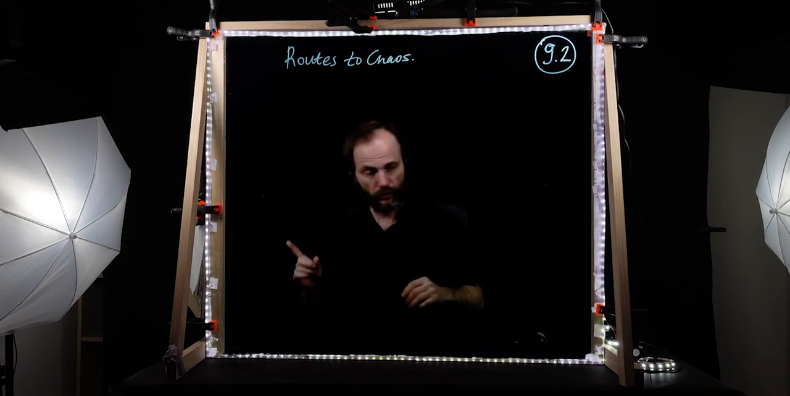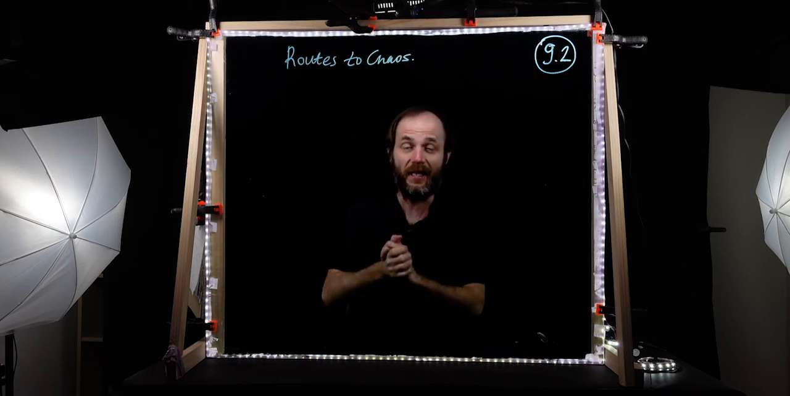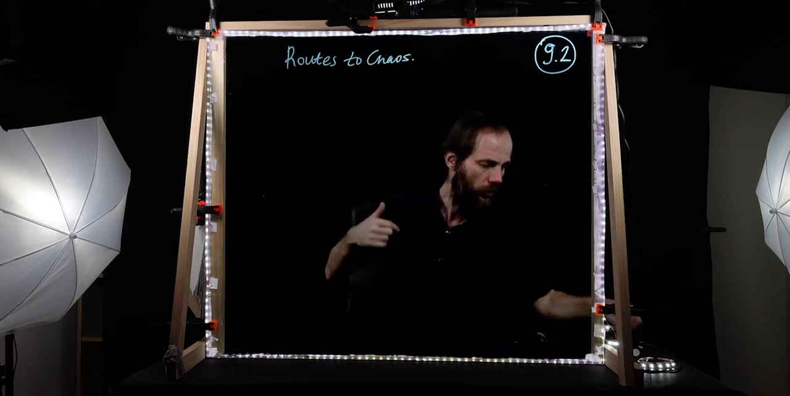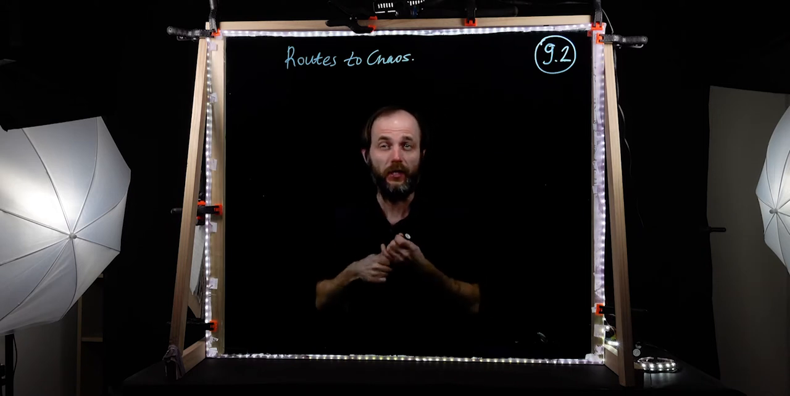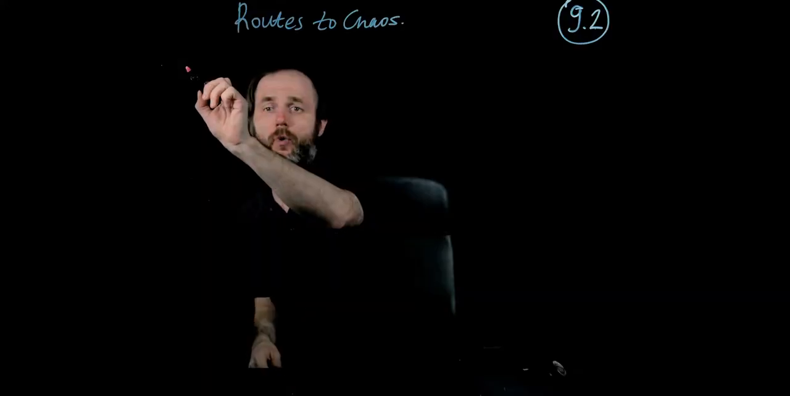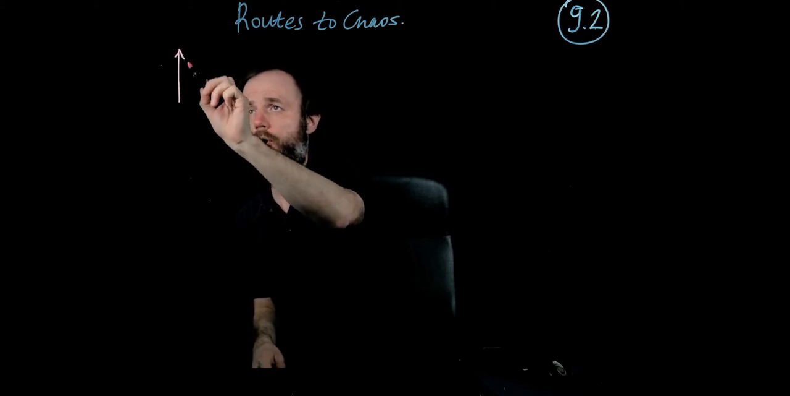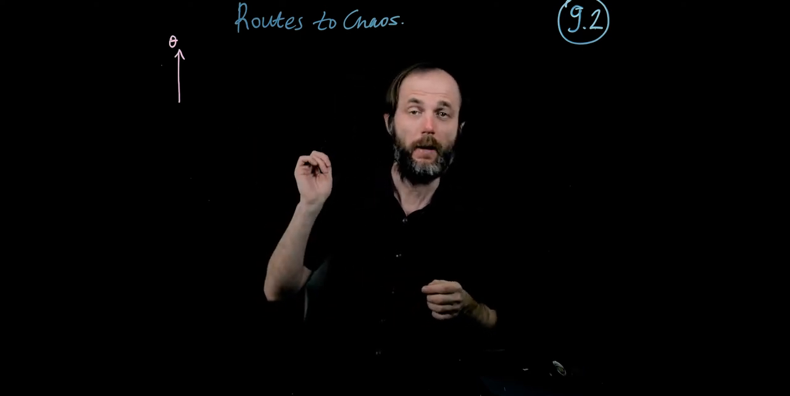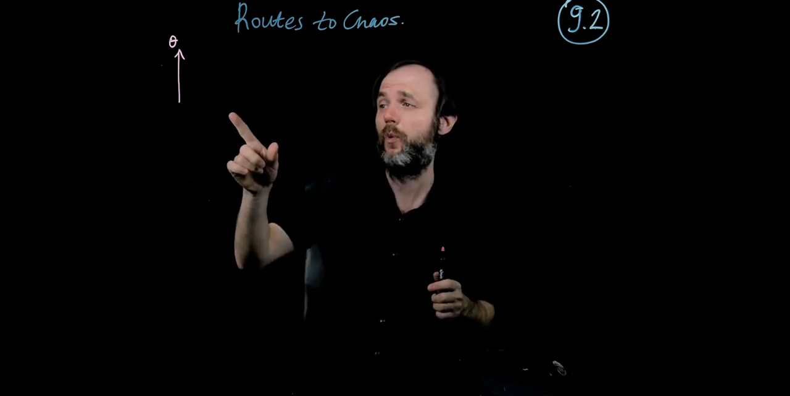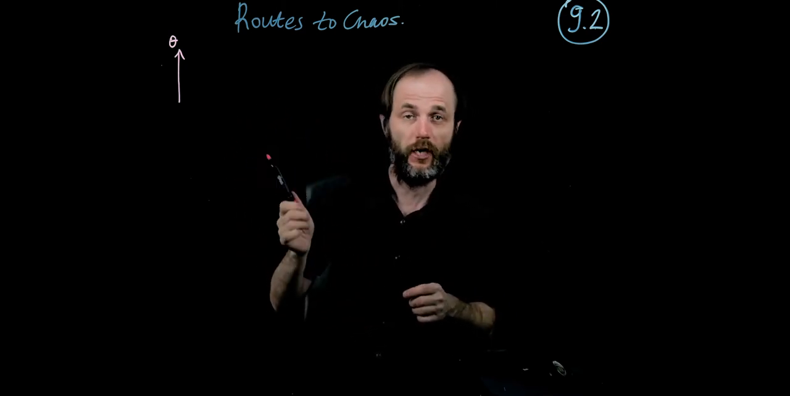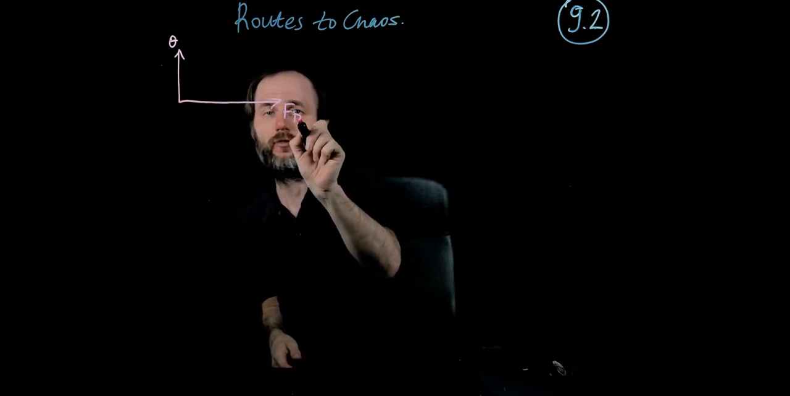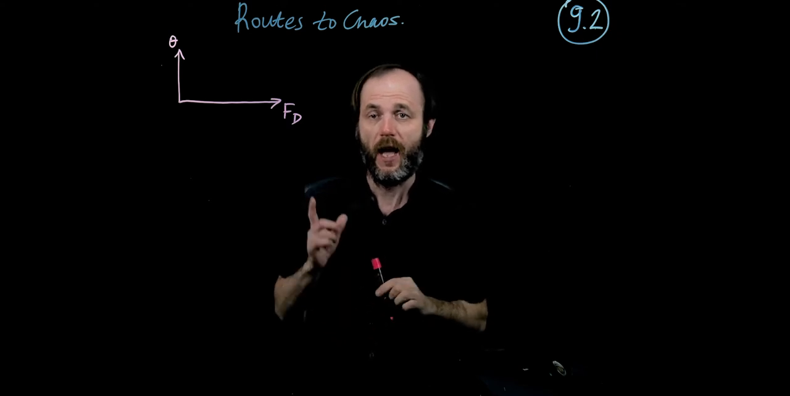What we're going to do first is take a look at a non-chaotic oscillator, a period one oscillator. Let us recall what that is. If we were to draw, Poincaré will be a bit later, a bifurcation diagram, that will be theta as a function of the amplitude of the driving force.